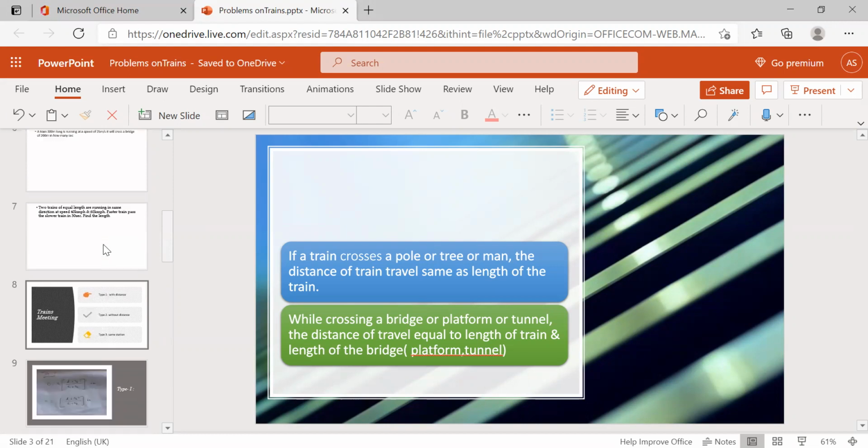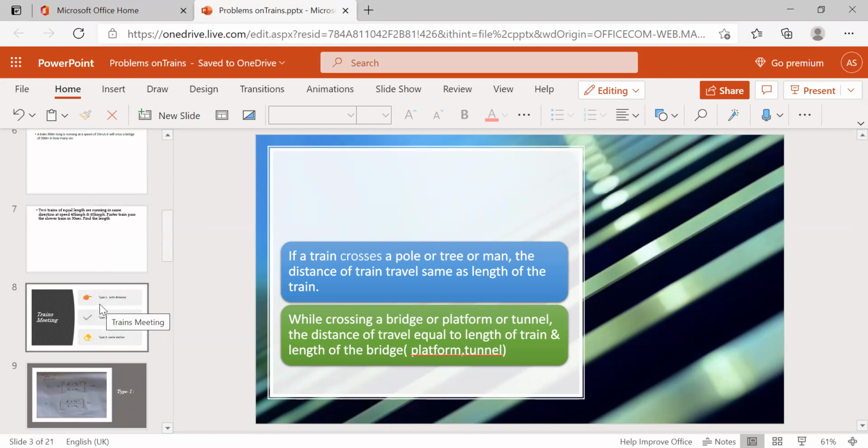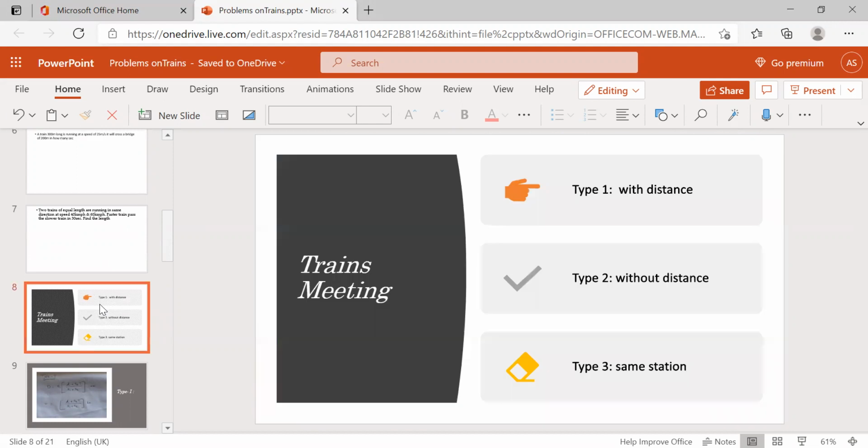And I said I'll give the formulas for trains meeting. I said yesterday, how many types are there in trains meeting? Three types. Mainly we'll find these three types in competitive exams.